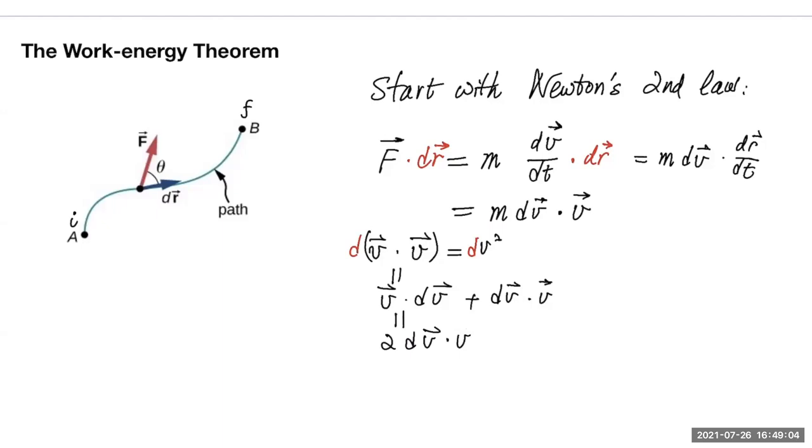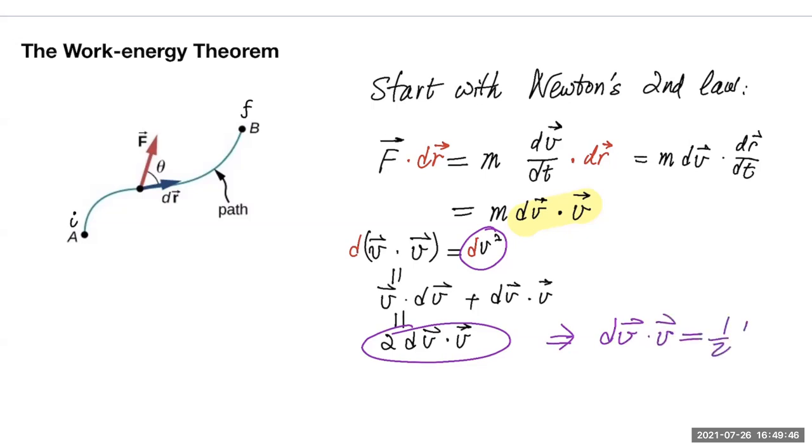But wait a sec. I know what dv dot v is. It first appeared here. So I can replace dv dot v now as what? As 1/2 of d of v squared. I'm just going to equate this with that, right? That gives me the simplification that I'm looking for, which is dv dot v equals 1/2 d of v squared.